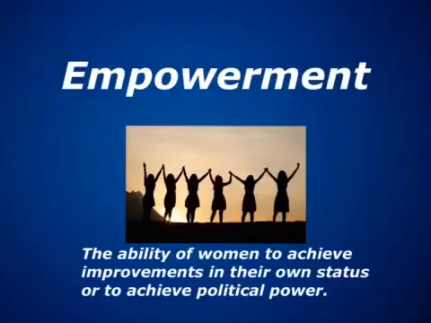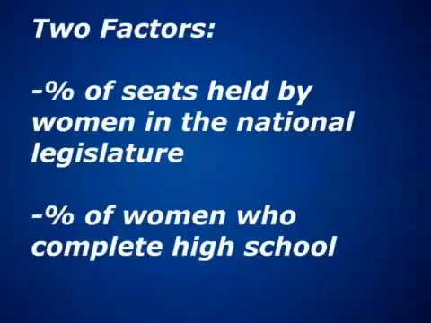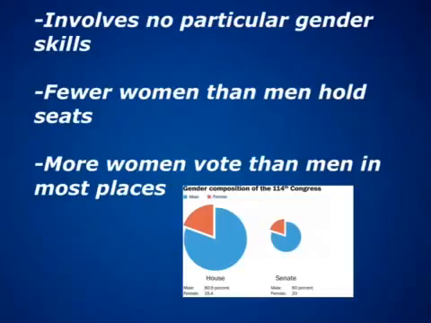One of the factors the GII measures is empowerment. This refers to the ability of women to achieve improvements in their own status, or to achieve economic and political power. The empowerment level of the GII is measured by two indicators: the percent of seats held by women in the national legislature and the percent of women who complete high school. The percent of seats held by women in the national legislature involves no particular gender skills. Studies show that fewer women than men hold seats, although more women vote than men in most places.